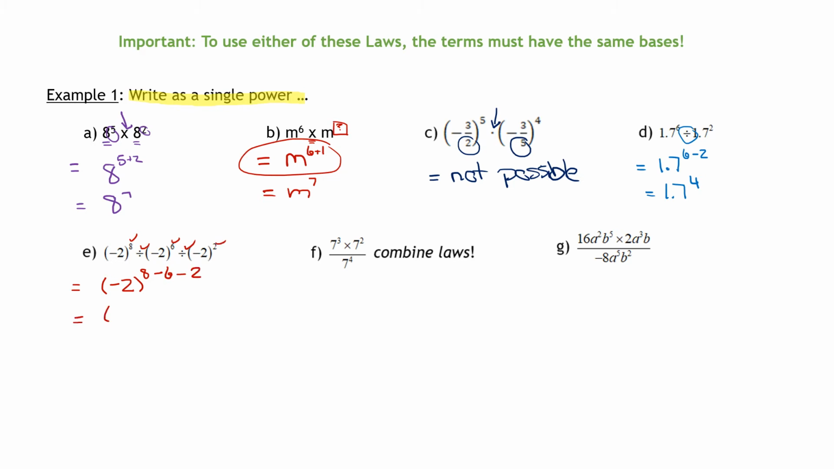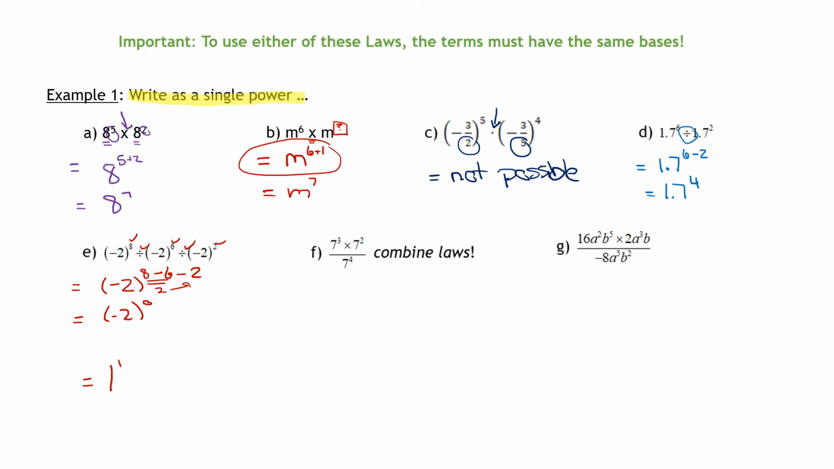So this is -2 to the power of, so 8 minus 6, that's going to give me 2. 8 minus 6 is 2. 2 minus 2 is 0. The question says write as a single power, so I can stop here even though the answer to this is actually 1. You can stop with the -2 to the power of 0, but it's okay to put the 1 in as well because technically 1 is a single power as well. 1 is 1 to the power of 1.